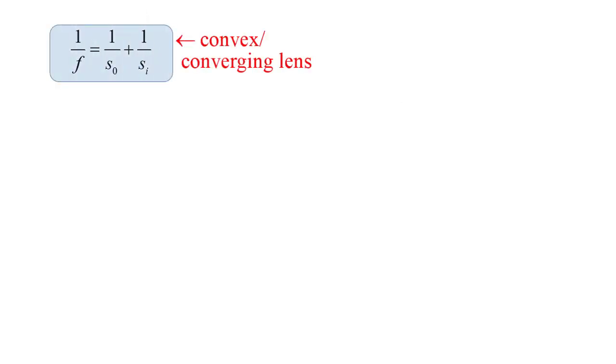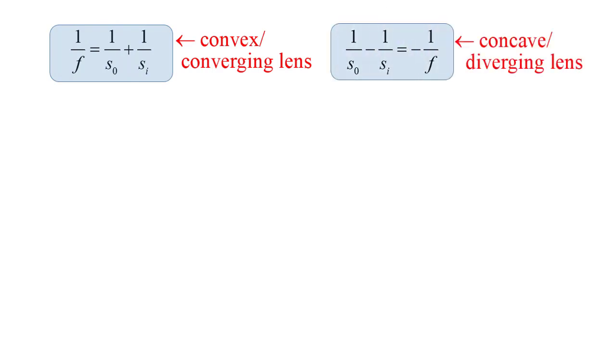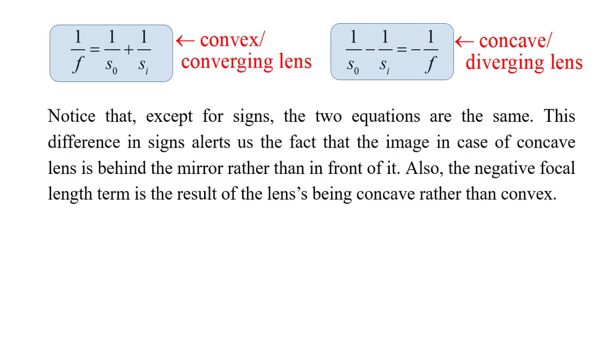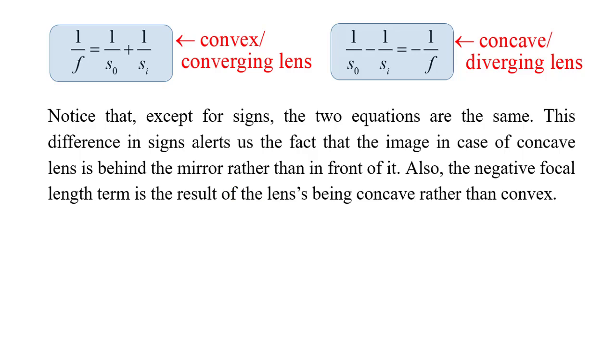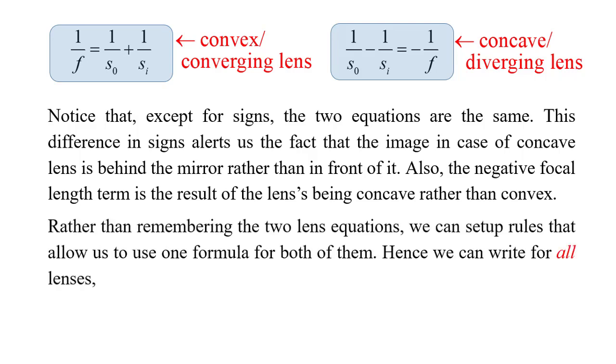So this is for a convex or converging lens, and this equation is for a concave or diverging lens. Once again, notice that except for the signs, the two equations are the same. This difference in sign alerts us to the fact that the image in the case of a concave lens is behind the mirror rather than in front of it. Also, the negative focal length term is the result of the lenses being concave rather than convex. So, once again, rather than remembering the two lens equations, we can set up rules that allow us to use one formula for both of them.